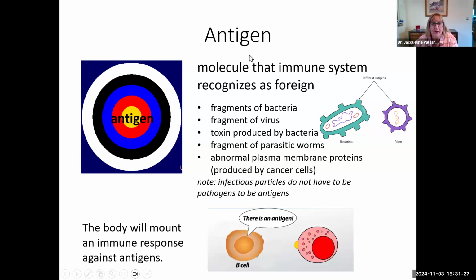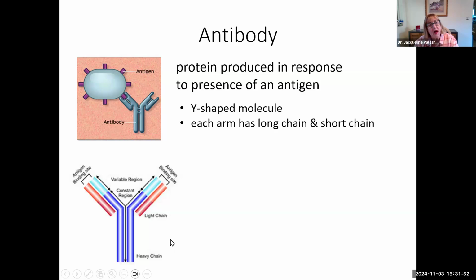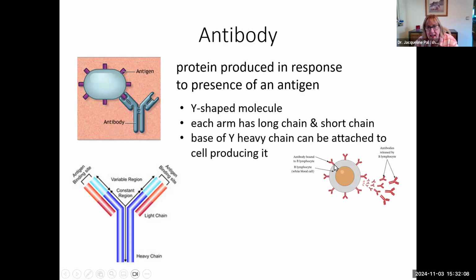All right, so if there is an antigen and we have failure of the first and second lines of defense, the body is going to mount an immune response against antigens using our B cells and our T cells. And with the B cells, the way it's going to do it is we are going to produce a protein called an antibody in response to the presence of an antigen. So an antibody is this Y-shaped molecule. And if you look at the arms of the Y, each arm has this long chain or heavy chain and a short or lighter chain. And if we look at the base of the Y, it can be attached to the cell that's producing it.